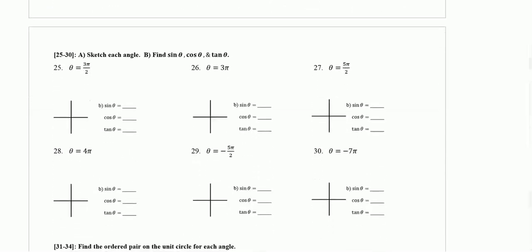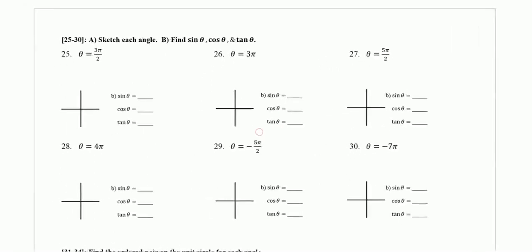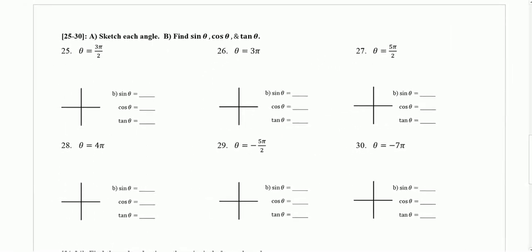Skip to the next set of problems. Take a look at 25 to 30. Here we're to sketch each angle and find the sine, cosine, and tangent. It seems it's the same instructions as before, but these angles are going to be quadrantal, which means they're going to land on either the x or the y-axis.